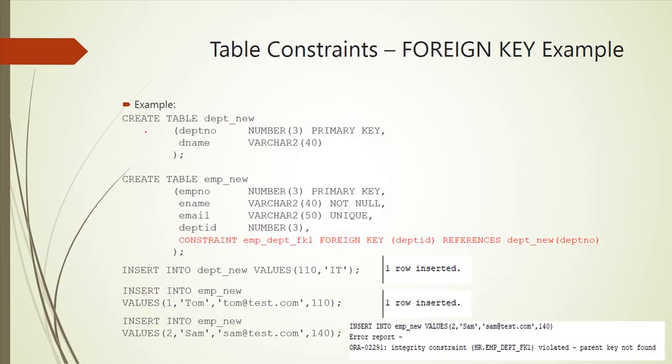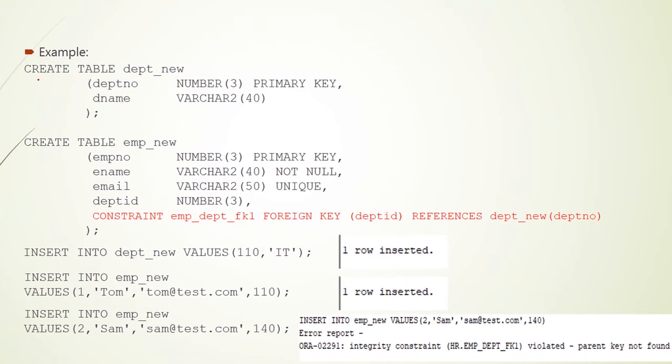Let's have a look at this example to learn how to create a foreign key constraint. Create table dept_new. It contains two columns, dept number defined as primary key. Create table emp_new. It contains four columns: employee number defined as primary key, ename not null, email unique, dept ID. Constraint, here we are creating a constraint. This is the name of the constraint. The type is foreign key, created on department ID.